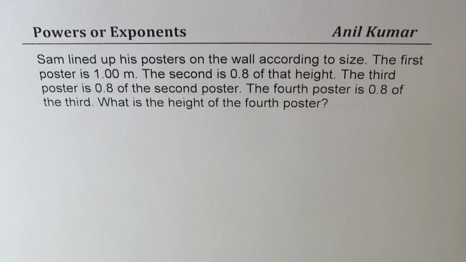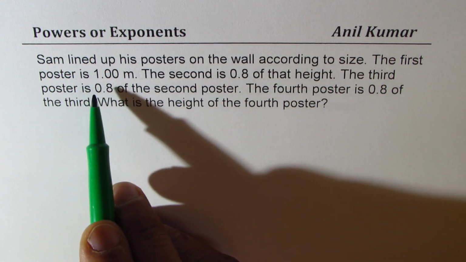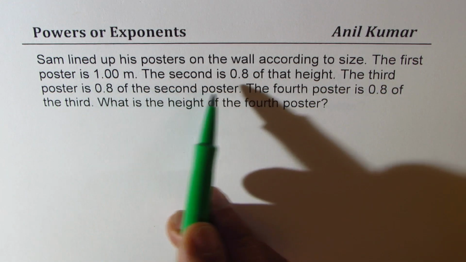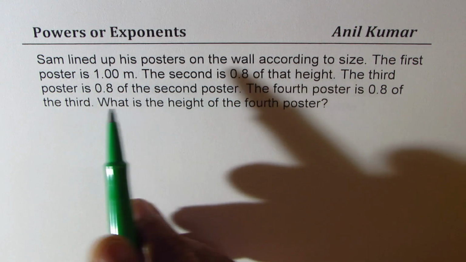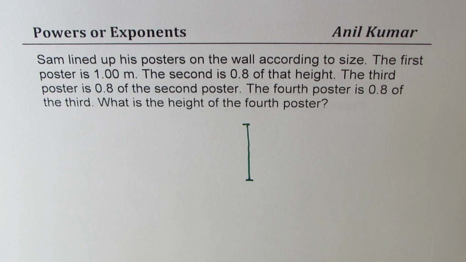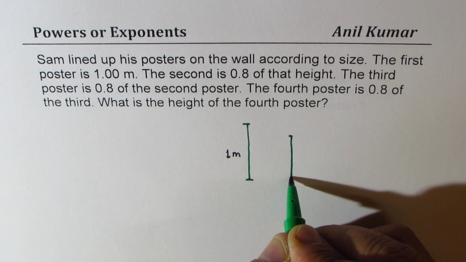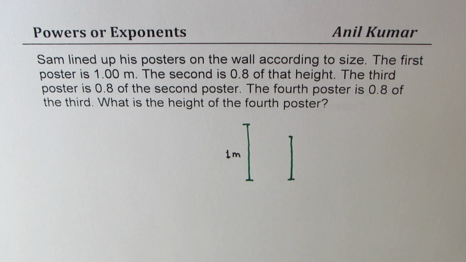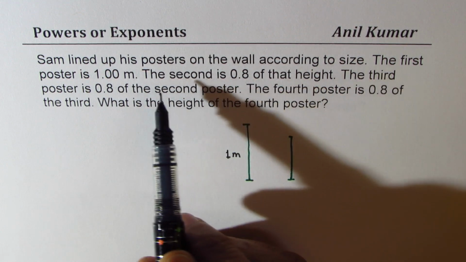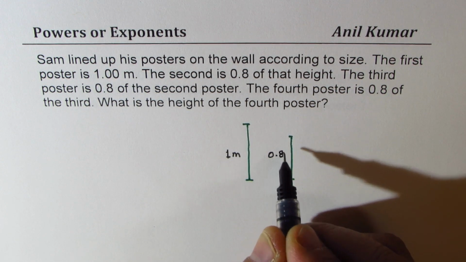The last question here is an application. It says, Sam lined up his posters on the wall according to size. The first poster is 1 meter. The second is 0.8 of that height. So let us say first one we have this, which is 1 meter, right? So this one is 1 meter. The second one is not as tall, but it is 0.8 times 1. So second is 0.8 of that height.